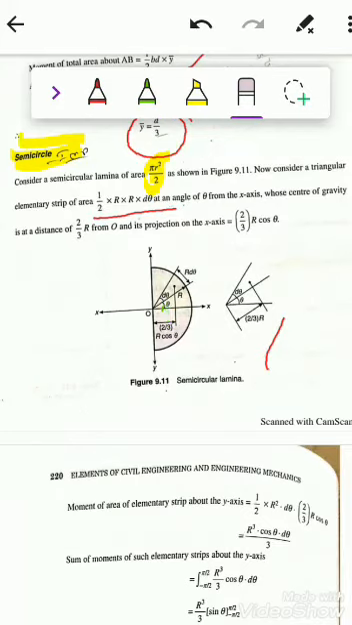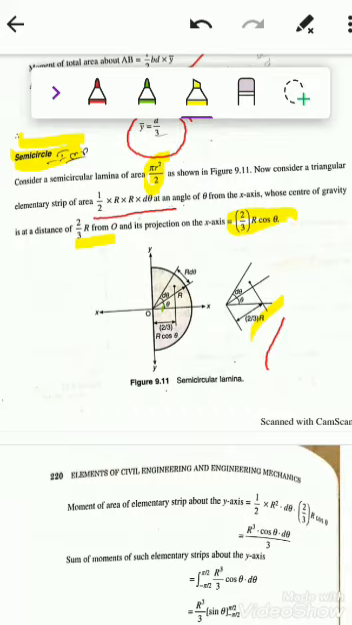The center of gravity CG is situated at a distance of 2/3 of r. So you can observe here 2/3 of r, therefore the x projection is 2/3 of r into cos theta. So this is the semicircle which has an elementary strip that makes an angle theta with respect to the x-axis. Now the procedure is the same.